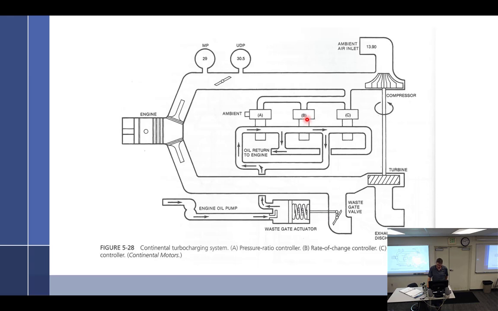We knew that. At about 16,000 feet, the pressure ratio controller unseats and starts bleeding off. So 16,000 feet becomes known as our critical altitude.